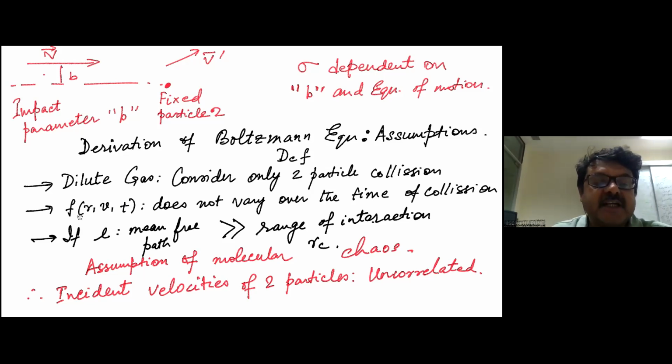We are also assuming that f(r, v, t) itself doesn't vary over the time of the collision. So the time of the collisions is much smaller than the time scale of evolution of f(r, v, t). So there is a large number of collisions. These collisions happen at extremely small time scales, in nanoseconds or 10 to the minus 10 seconds. On the other hand, we are looking at the evolution of f at much larger time scales, say microseconds or something like that.